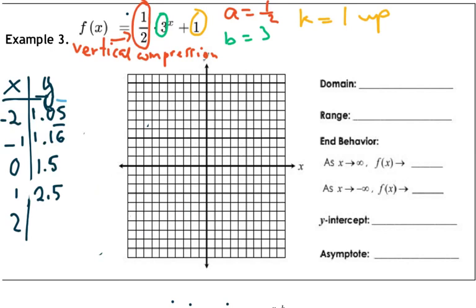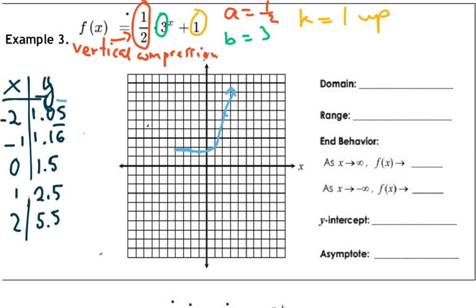Now let's graph it. At -2, I have 1.05, which should be closer to 1. At -1, 1.16. At 0, I have 1.5. At 1, I have 2.5, which is right here. At 2, I have 5.5. Maybe another point, but it's hard to graph. Let's connect the points.